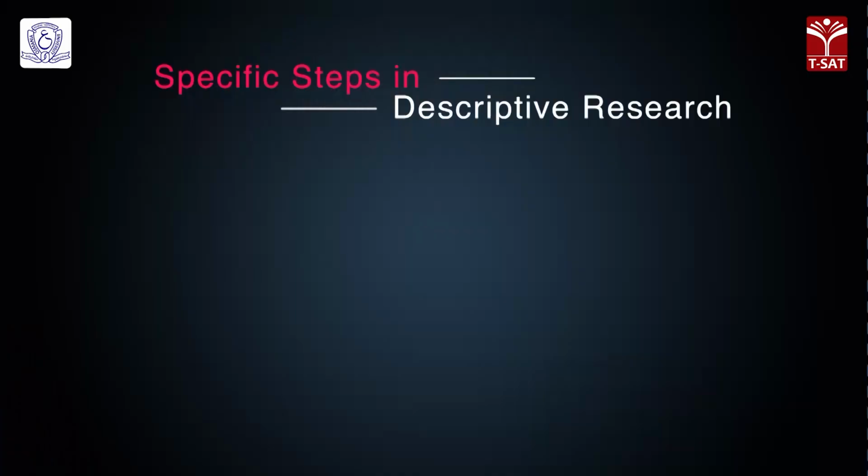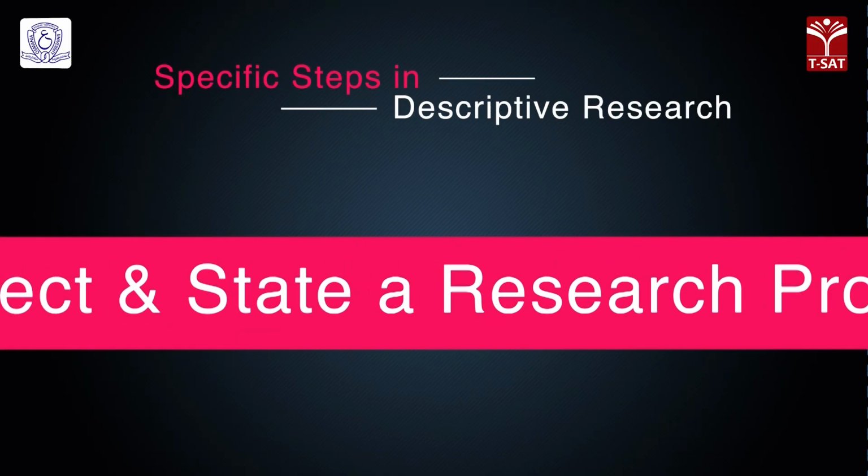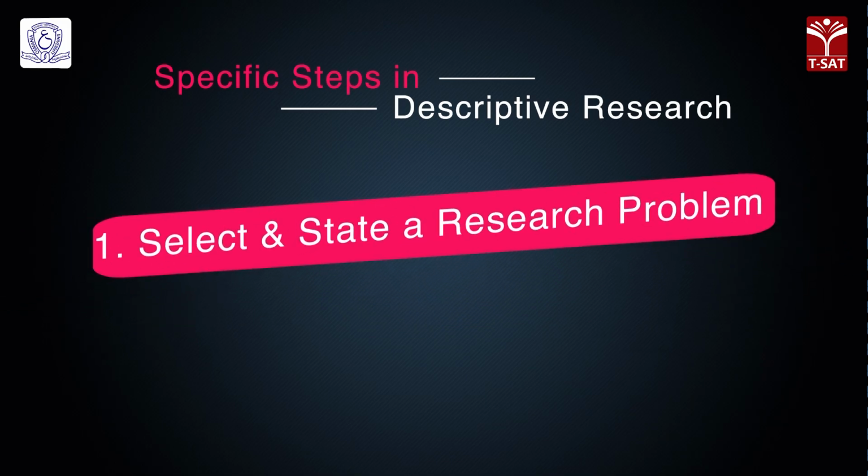Now, we will try to understand what are the major steps followed in descriptive design. For ensuring dependability, we have to follow certain specific steps in conducting a descriptive research. Now, let us understand each step carefully. First one, select and state a research problem.